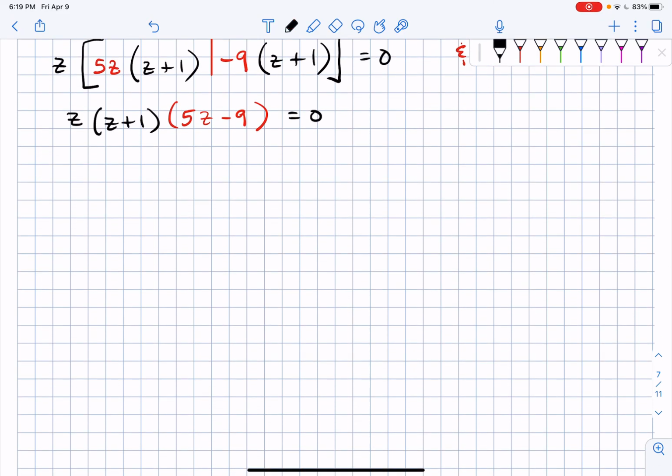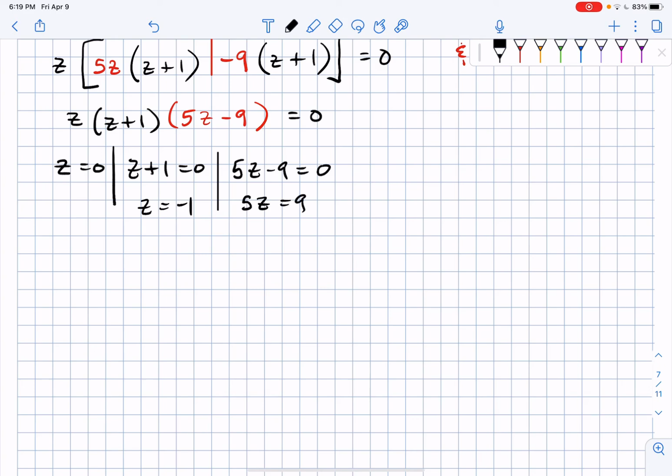So now I have z equals 0. I have z plus 1 equal to 0. And I have 5z minus 9 equal to 0. Okay, so I got the z equals 0. This is going to be z equals negative 1. And this is going to be 5z equals 9. And then divide by 5 so that z is equal to 9/5.